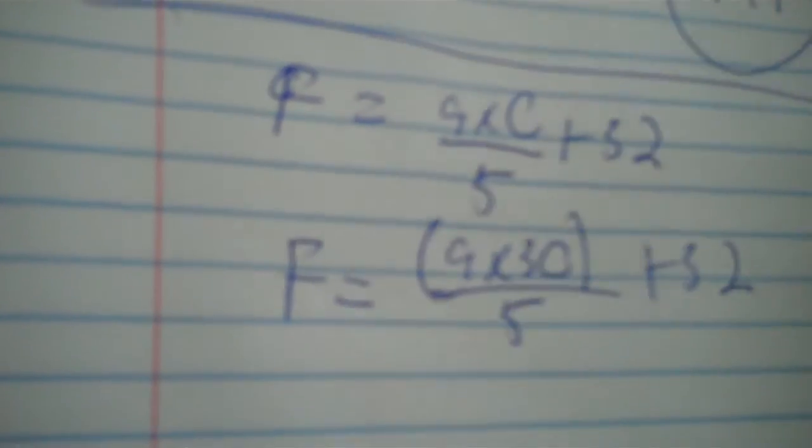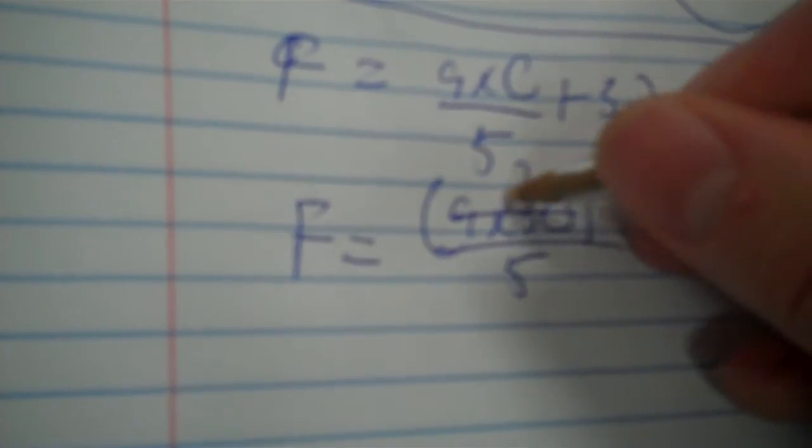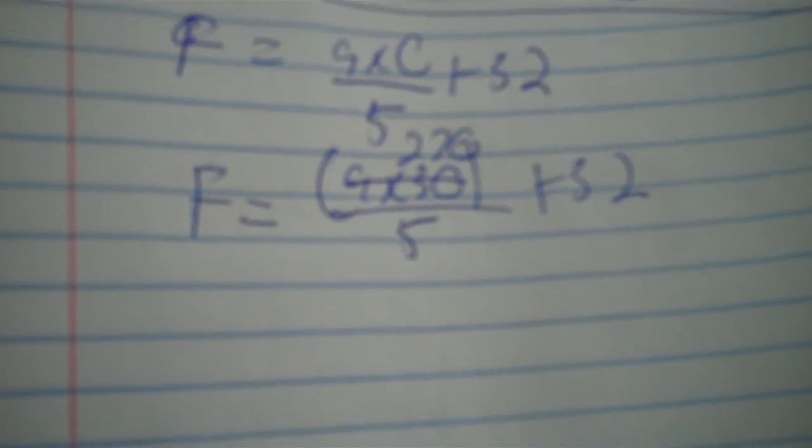9 times 30, 5 plus 32. Get a parentheses on top. 9 times 30 is 270. So we have division and plus. Division takes the precedence. 270 divided by 5 is, I believe, 14. Is it 44? We'll see. Darn, 54. Okay. Plus, sorry, I have to keep myself entertained from time to time. 86. Okay. F equals 86.